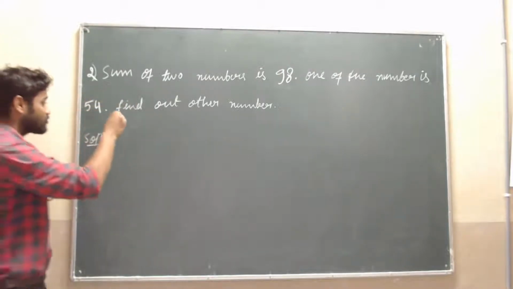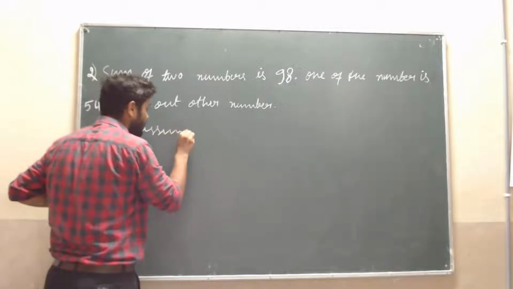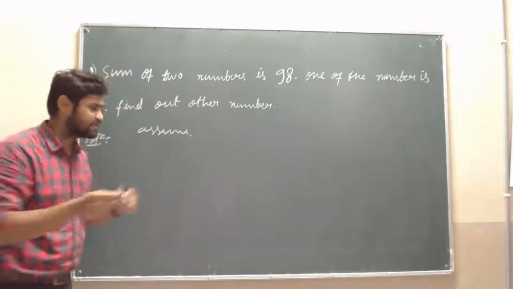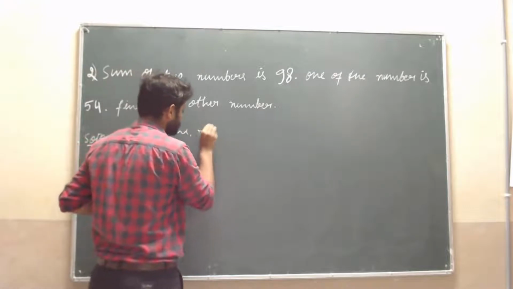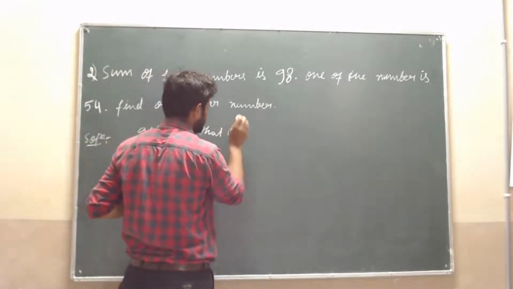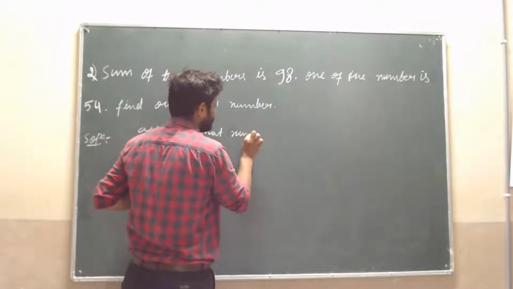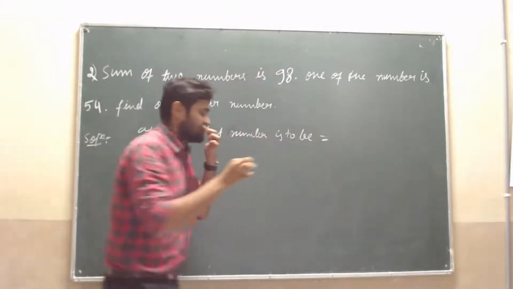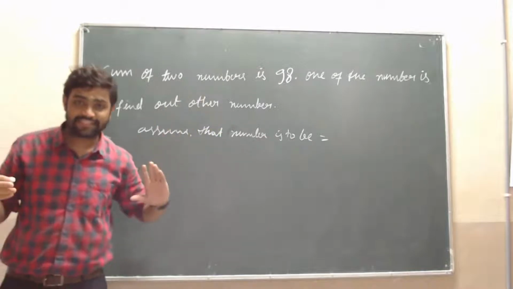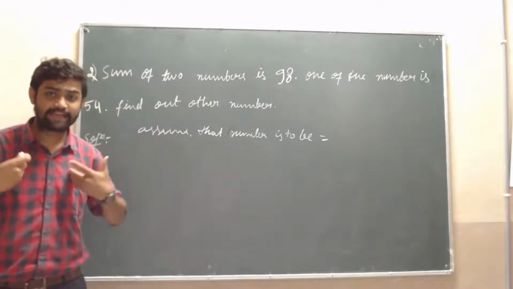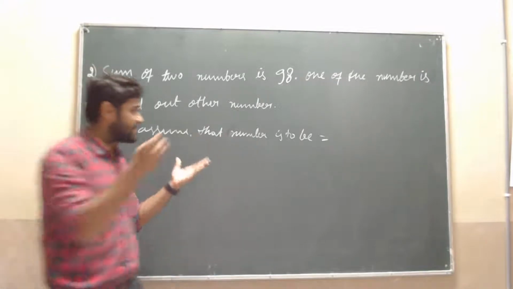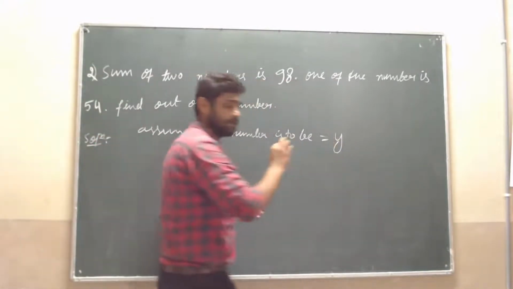Simple, sir. First, we have to assume which number? This number is to be x. Assume that number is to be, sir, what, this time you took x, next time you took y, otherwise my name would be Brahmananda. Isn't it? Yes, I will take y here.